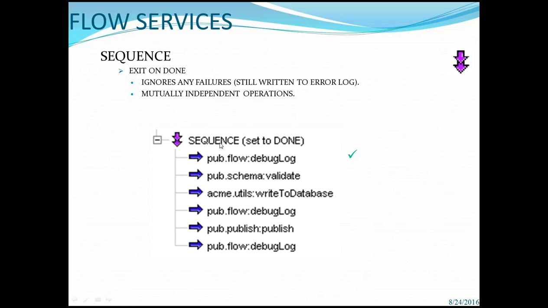So the second one is also success, it will go to the third one. Even though it's a failure, it will still go to the fourth, because I said exit on done. You have to exit only after completing all the children. And then this is also success, this is also success. Once completing all these child steps, only then will it come out from the sequence to the next.